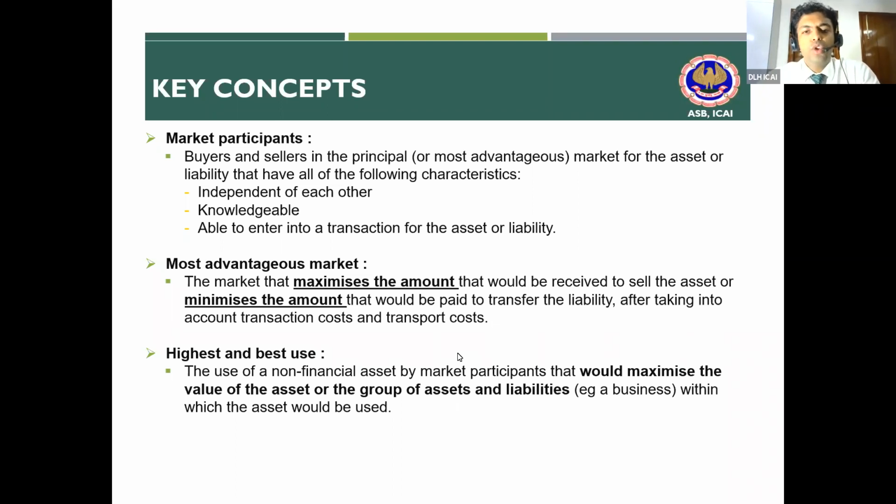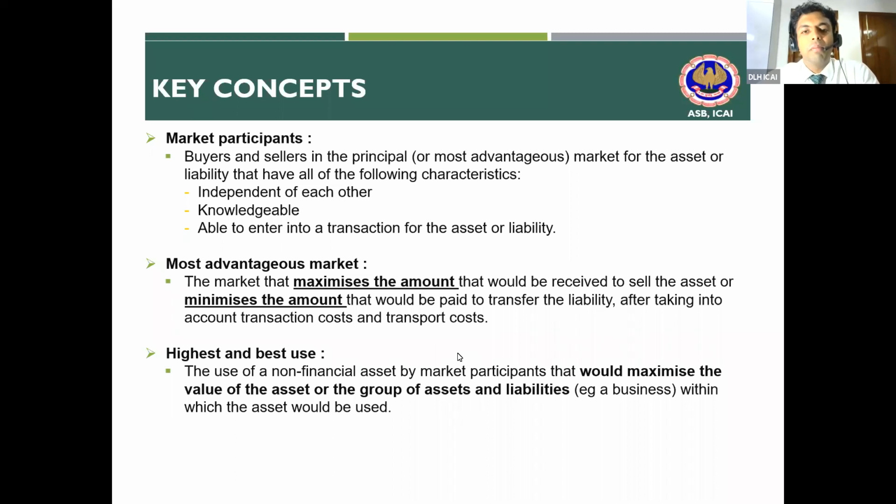After that, we have the most advantageous market, right? Which market provides me the best fair valuation, which is most advantageous to us. A company has to evaluate which is the most advantageous market. The market that maximizes the amount that would be received to sell an asset, or minimizes the amount that would be paid to transfer a liability, after considering the transaction cost and transportation cost. That is the most advantageous market.